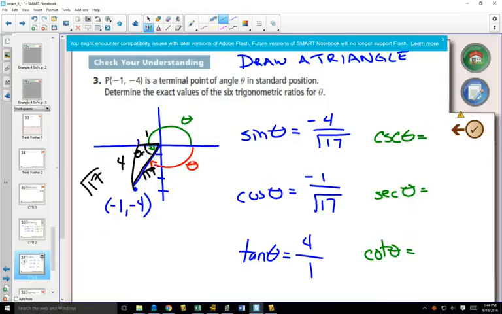well, a reciprocal is 1 over. What a reciprocal does to a fraction is it flips it. So if sine is negative 4 over root 17, if sine of an angle is that, then cosecant of the same angle will be negative root 17 over 4. Just take the fraction and do the reciprocal. And secant, and you don't have to write that 1 on the bottom, but you can, will be negative root 17 over 1. And cotangent will be 1 over 4.